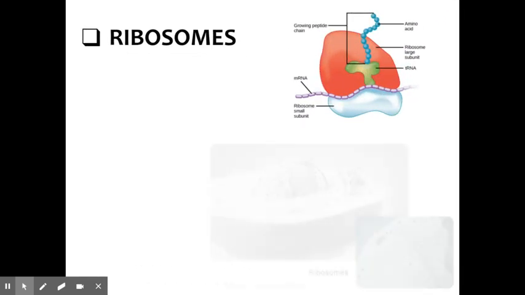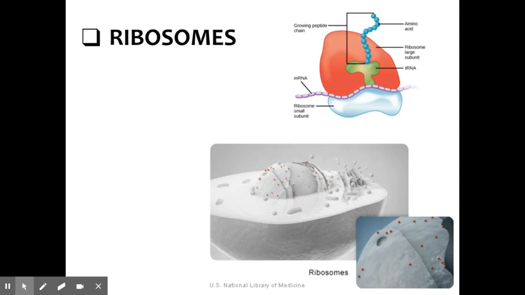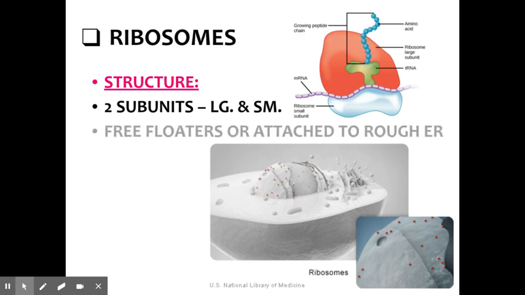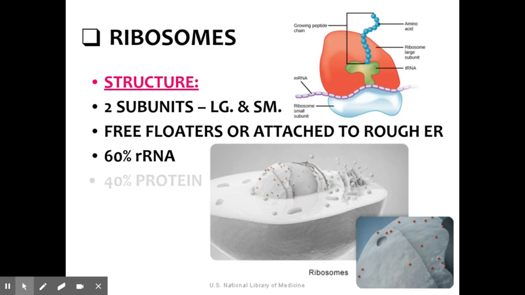Next, we have the ribosomes. The ribosomes are incredibly tiny on the scale of cell size. One thing you may not have learned in Biology 1, as far as their structure, is that they're made up of two subunits, a large subunit and a small subunit. The large subunit in the diagram is that big orange blob, and the small subunit is the bluish thing underneath. Ribosomes can be free floaters, or they can be attached to the rough ER. 60% of the ribosome is ribosomal RNA, or rRNA. Can you guess what the other 40% might be? You're right, it's protein.